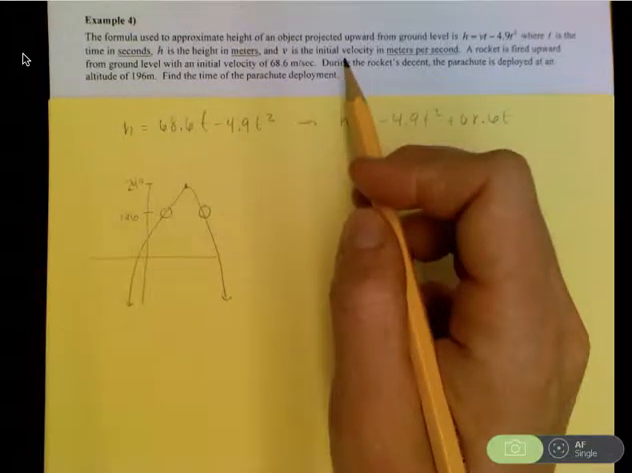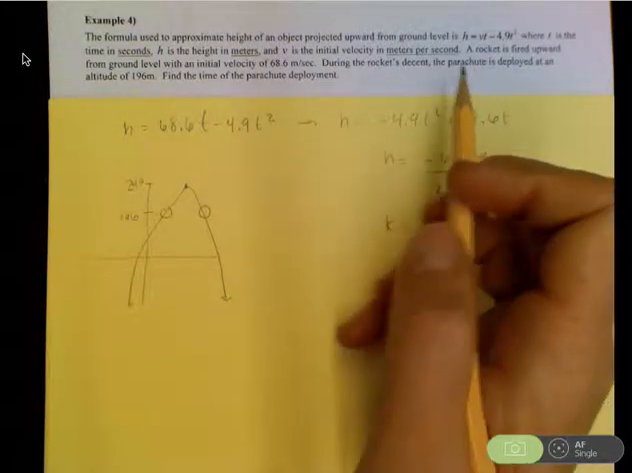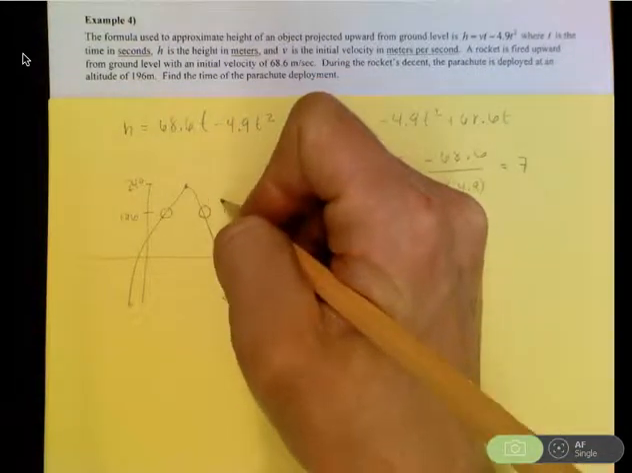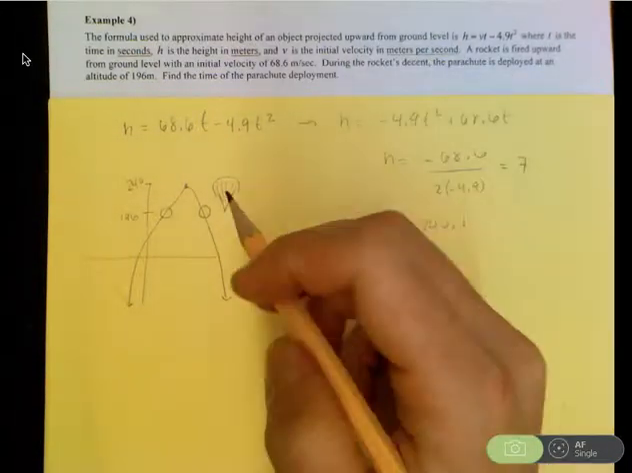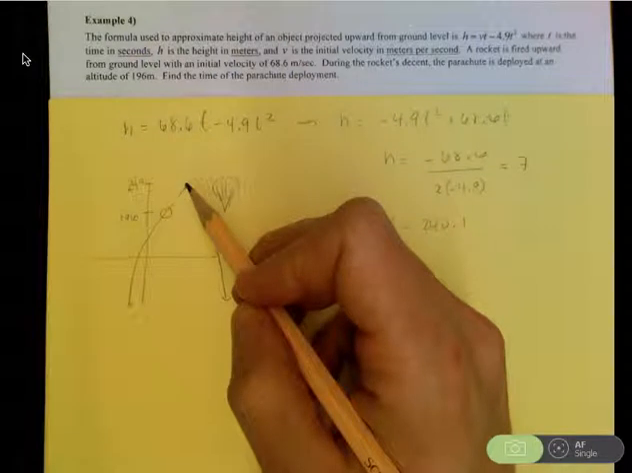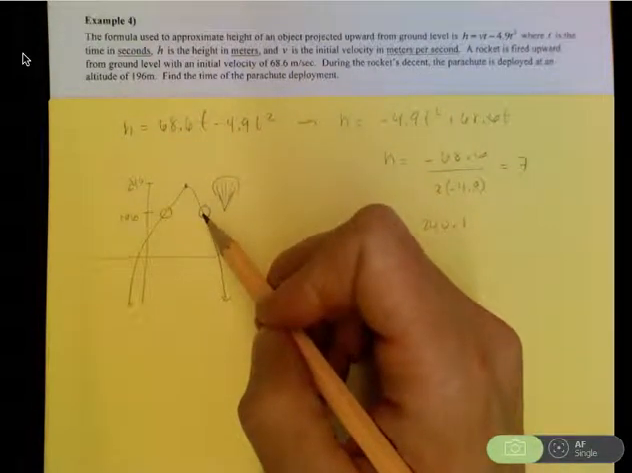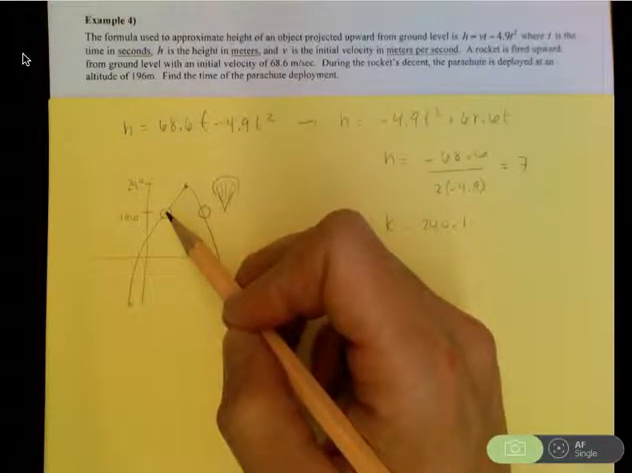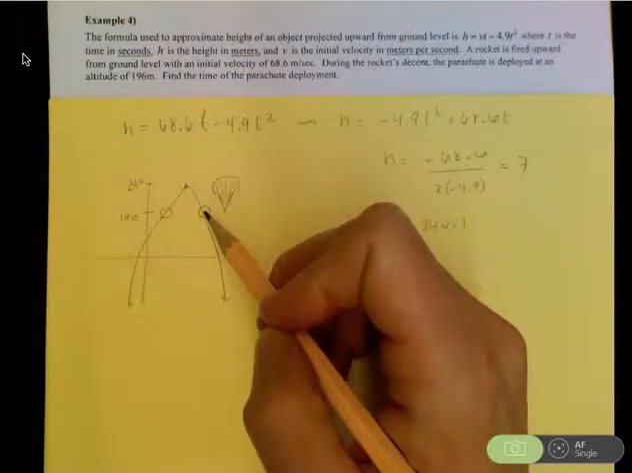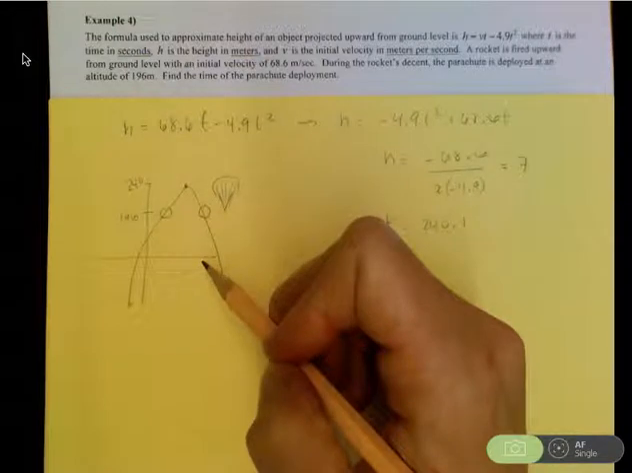The question says during the rocket's descent, the parachute is actually deployed, right? So here's my parachute, which looks more like an ice cream cone, but you get the idea. We only care about the deployment here during the descent. So we only care about the height of 196. We'll get two answers. We don't care about this one. We only care about the one that's further out on the x-axis.